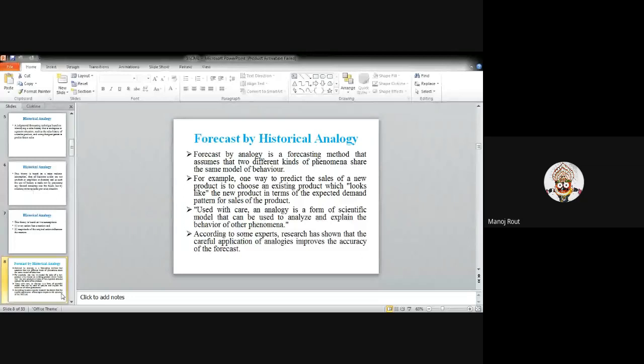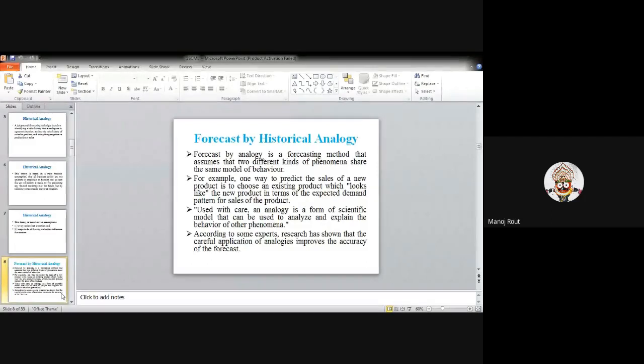Next is forecast by historical analogy. Forecast by analogy is a forecasting method that assumes two different kinds of phenomena share the same model of behavior. For example, one way to predict the sales of a new product is to choose an existing product which looks like it. Just imagine the case of Lifebuoy sanitary soap. Due to the brand value, the company is likely to extend the existing brand in the form of new products in the market, that is Lifebuoy Plus, Lifebuoy Safety. These are the new products available in the present scenario.